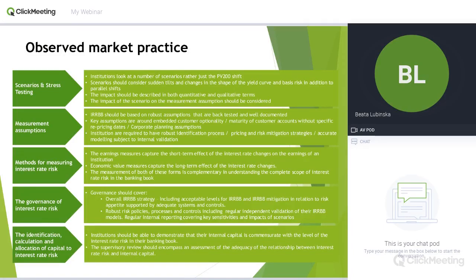And then we have the methods for the measuring of IRRBB. This is something which we already spent quite a lot of time to discuss. And we have the governance of the interest rate risk. So the IRRBB strategy. This is the portion which I skip, and you will find several slides regarding the IRRBB strategy. And you can't even imagine how important it is to have a robust and sound IRRBB strategy aligned with our business model.